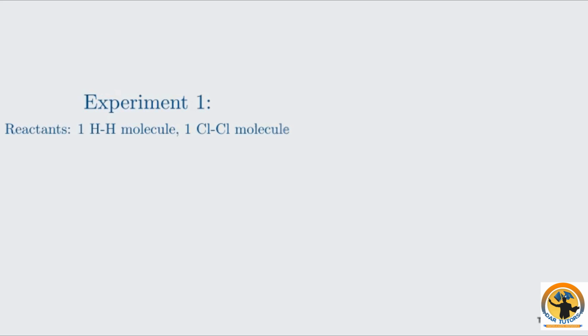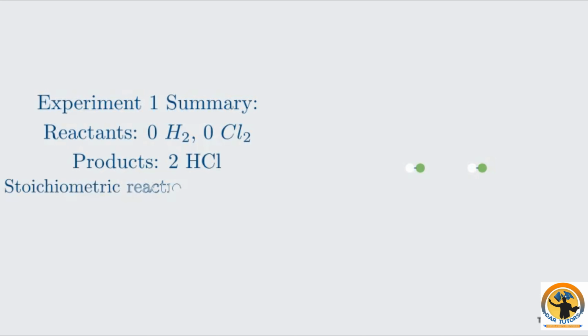In experiment 1, let's say we start with one molecule of hydrogen and one molecule of chlorine. Given the 1:1 ratio, they will react completely, leaving no H2 or Cl2. The products will be two molecules of hydrogen chloride. This is a perfect stoichiometric reaction, with nothing left over.